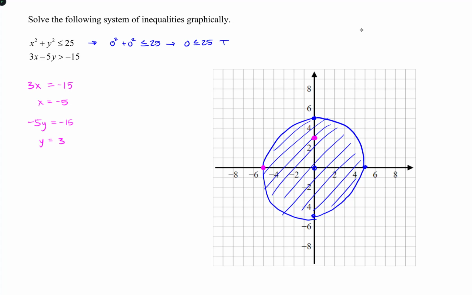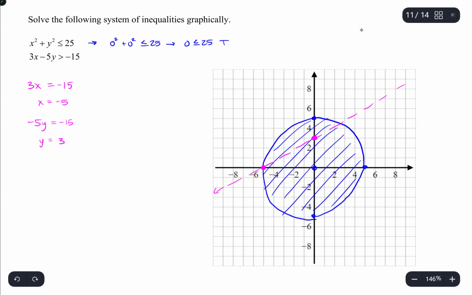And what that means is I have a line passing through these 2 points, and it's going to be a dashed line because it's just greater than. And since I know 2 points already on the line, that's enough to get a decent sketch of that line. But now I need to decide which side of the line to shade. So again, I'll test the origin. And if I plug in the origin to the line equation, I get 0 is greater than negative 15.